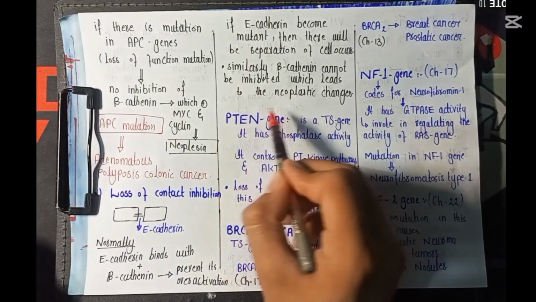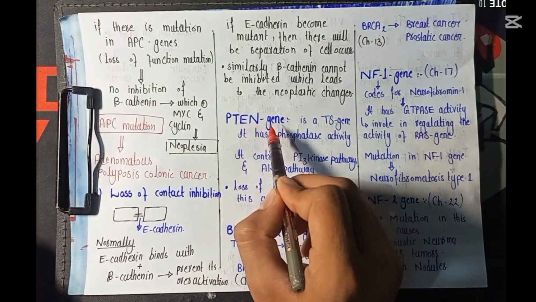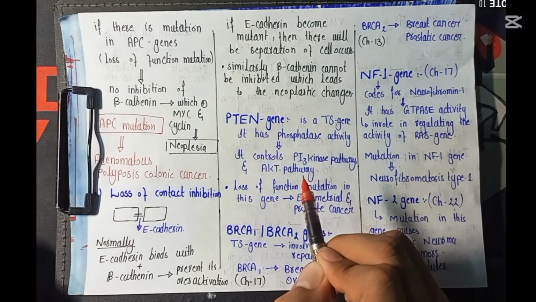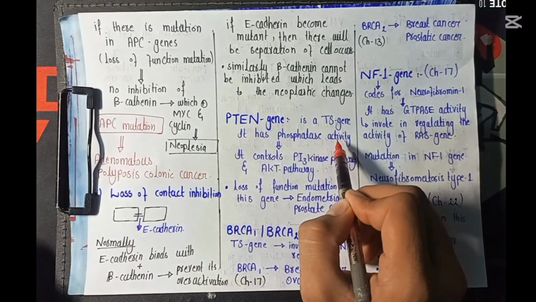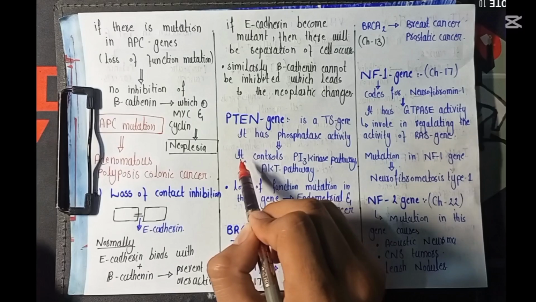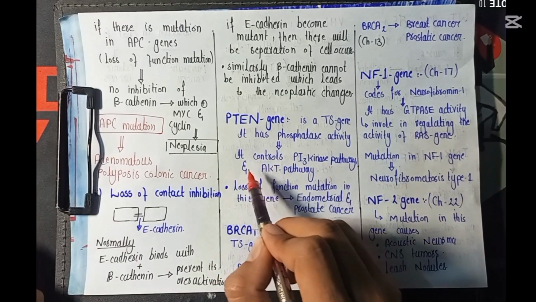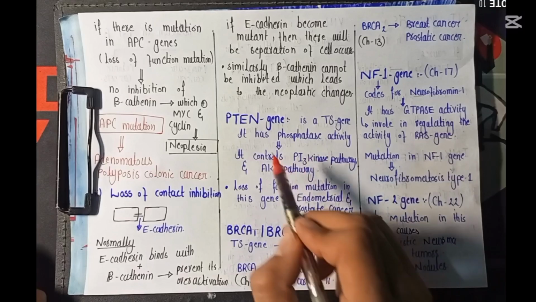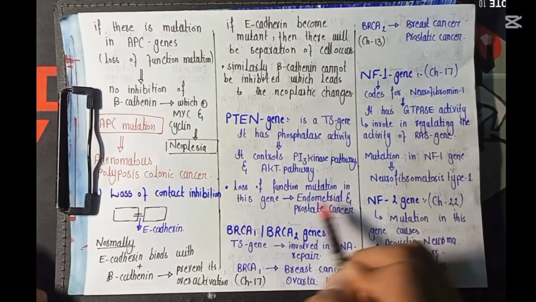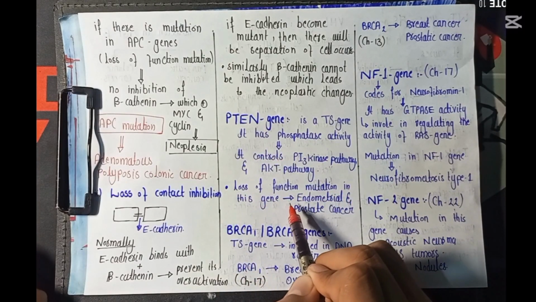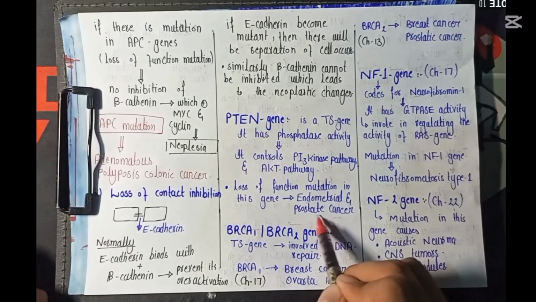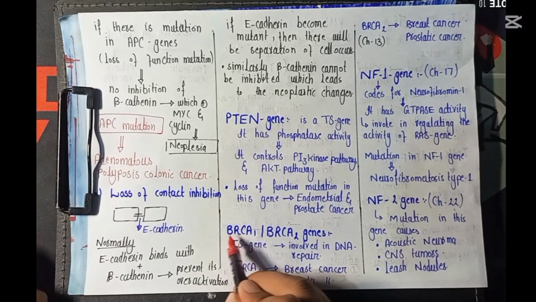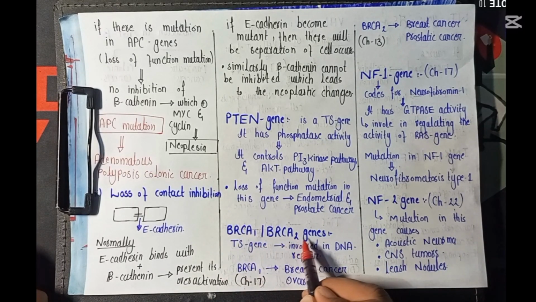The other tumor suppressor genes include the PTEN gene, which is a tumor suppressor gene, and PTEN has phosphatase activity, and this gene is involved in controlling the PI3 kinase pathway and the AKT pathway, which are involved in cellular proliferation. And if there is a loss of function mutation in this PTEN gene, it causes endometrial and prostatic cancer. The next one is the BRCA1 and BRCA2 gene.